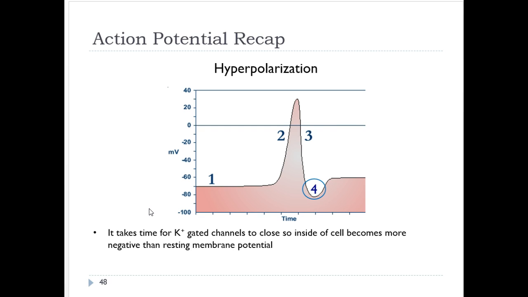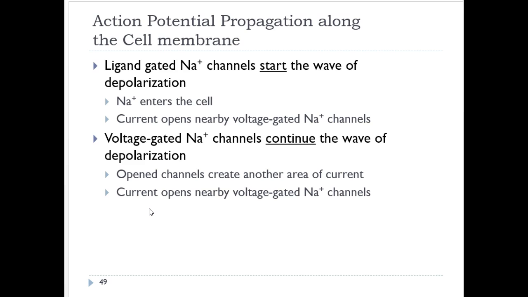And we have to fix this. How we fix it is by using these specific pumps to make the sodium and potassium pump out. And these pumps work with energy. For every 3 sodiums they push out, they bring in 2 potassiums inside the cell, and eventually the cell will go back to its resting membrane potential.